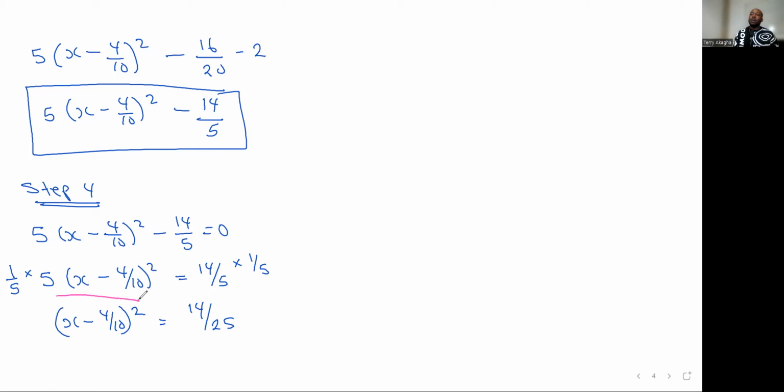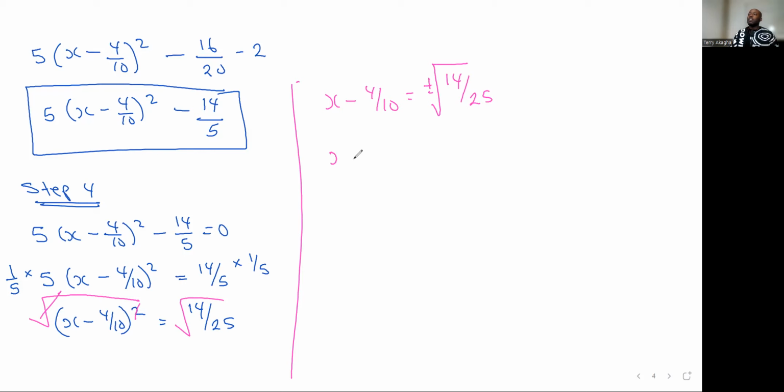So if I find the square root, this will cancel that. So I'm going to have x minus 4 over 10 is equal to plus or minus the square root of 14 over 25. Then x is going to be equal to 4 over 10 plus or minus the square root of 14 over 25.